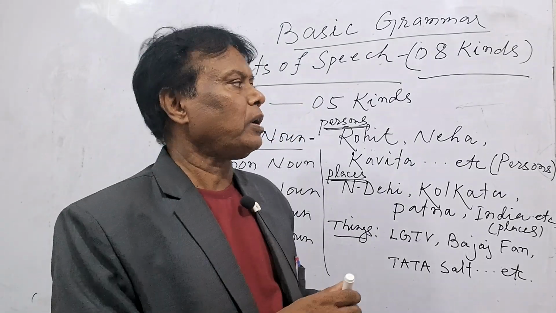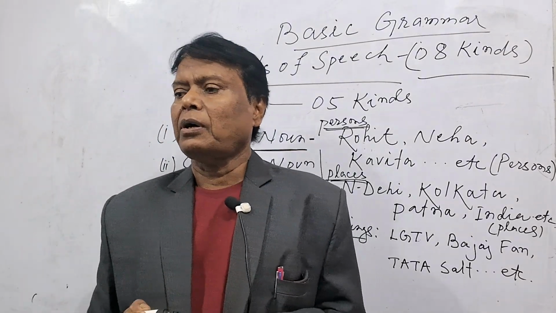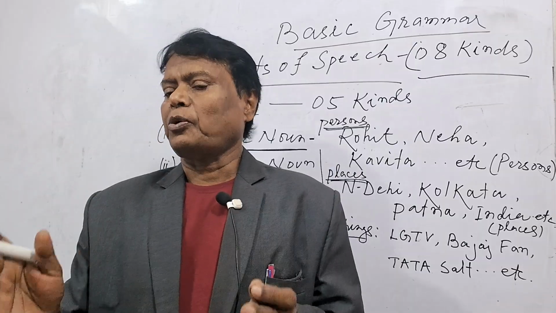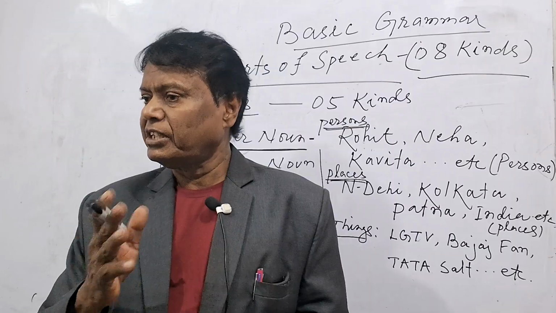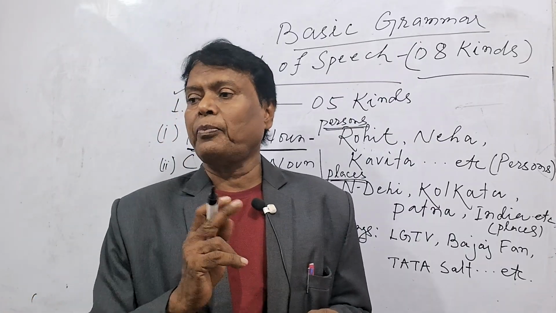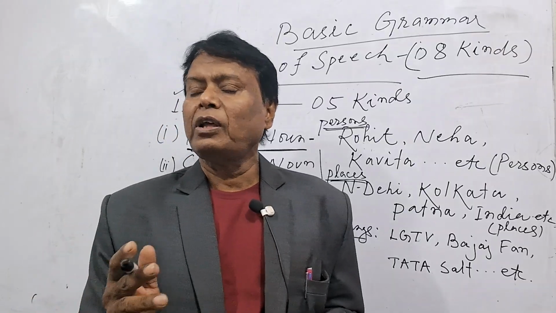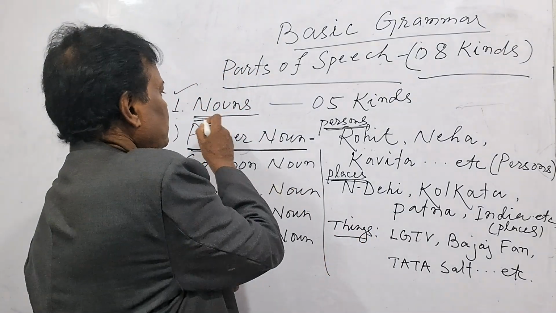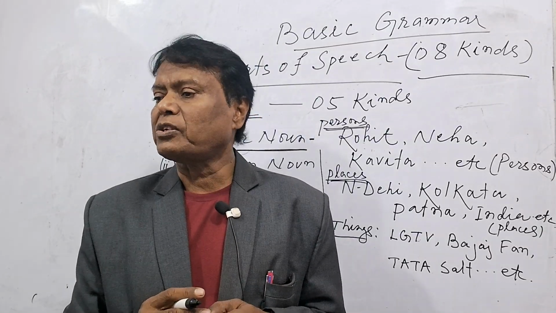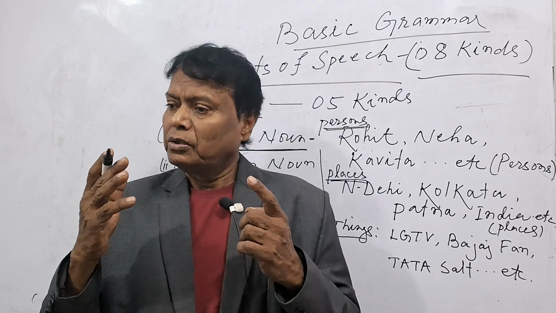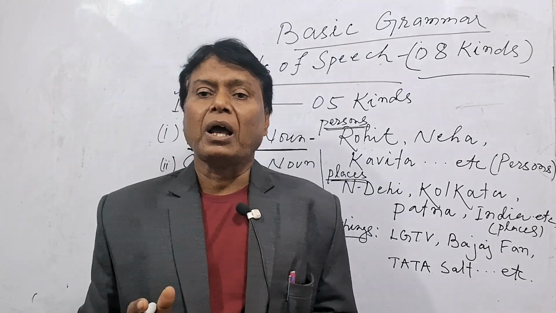The first part is our proper noun. Nouns are of 5 kinds. First of all you have to observe 5 nouns, 10 pronouns, 8 adjectives. In this way 36 parts are there. Today our topic is your nouns. As I told you the definition of noun, now first of all our topic is how many kinds of nouns are there. Nouns are of 5 kinds. The first is proper noun, then common noun, then material noun, then collective noun, then abstract noun.